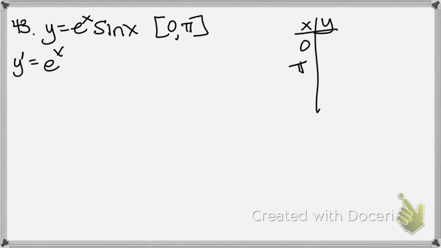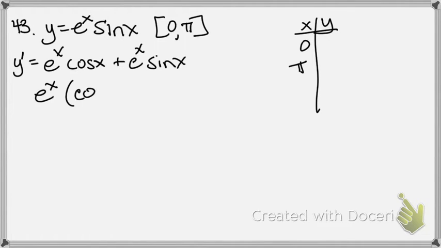So first times the derivative of the second plus second times the derivative of the first. Okay, hopefully we're able to find that on your own. Factor out the e to the x that they have in common, and you're left with this. Okay, set that equal to 0.